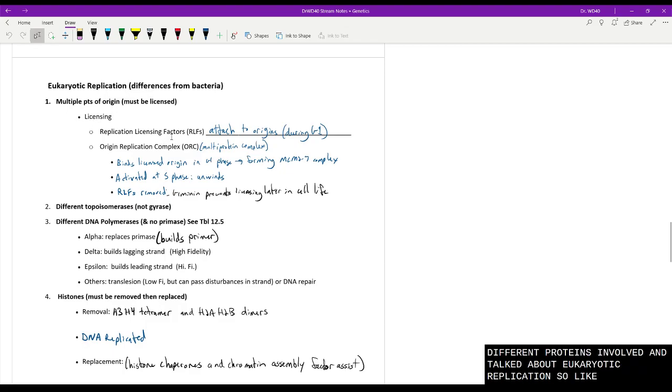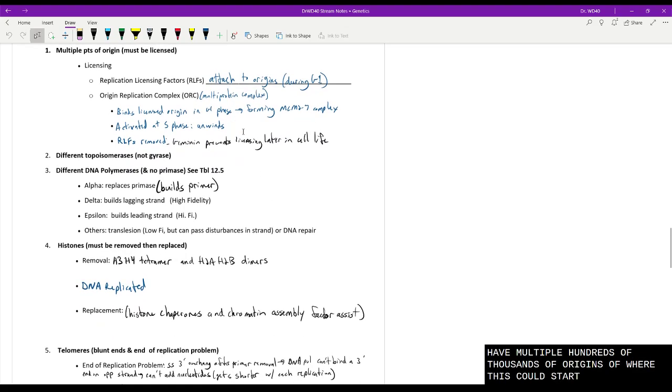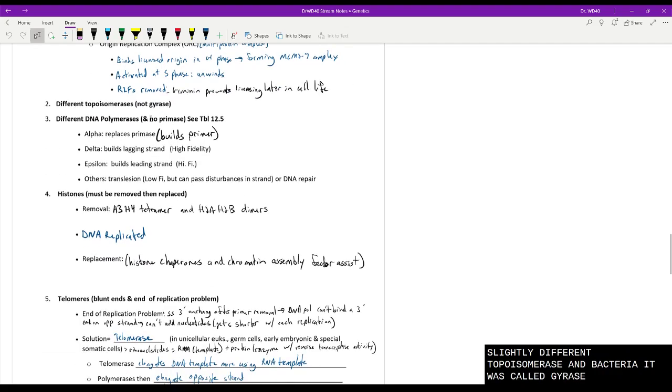So licensing factors are all part of eukaryotic replication at the origin. Remember, eukaryotes have multiple, like hundreds of thousands of origins where this could start. They have this giant protein complex that comes in to begin replication. Slightly different topoisomerase; in bacteria, it was called gyrase. So different DNA polymerases and no primase. So they have DNA polymerase alpha, delta, epsilon, and so forth.